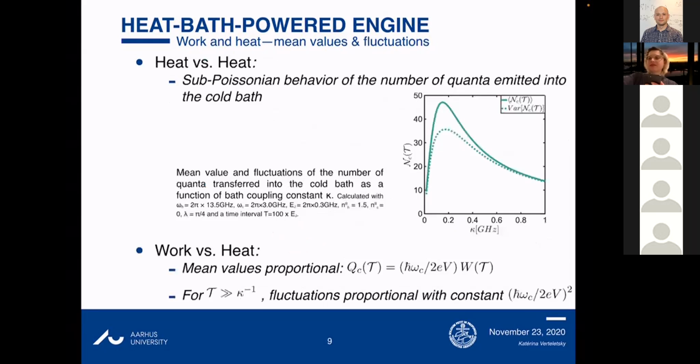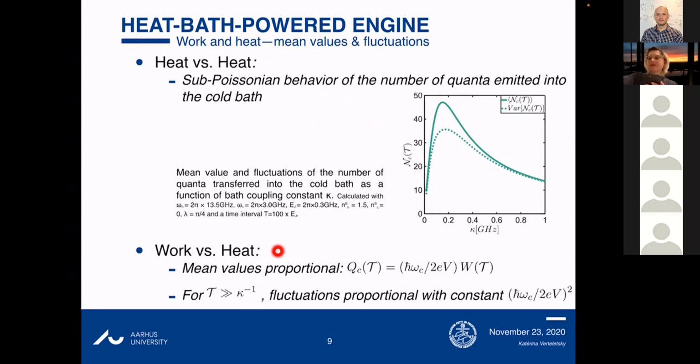And if we look at the behavior of heat, we can see that it has a sub-Poissonian behavior in the number of quanta emitted into the cold bath, which is directly linked to the heat, which is characteristic of the detection from a 2-level emitter in quantum optics.